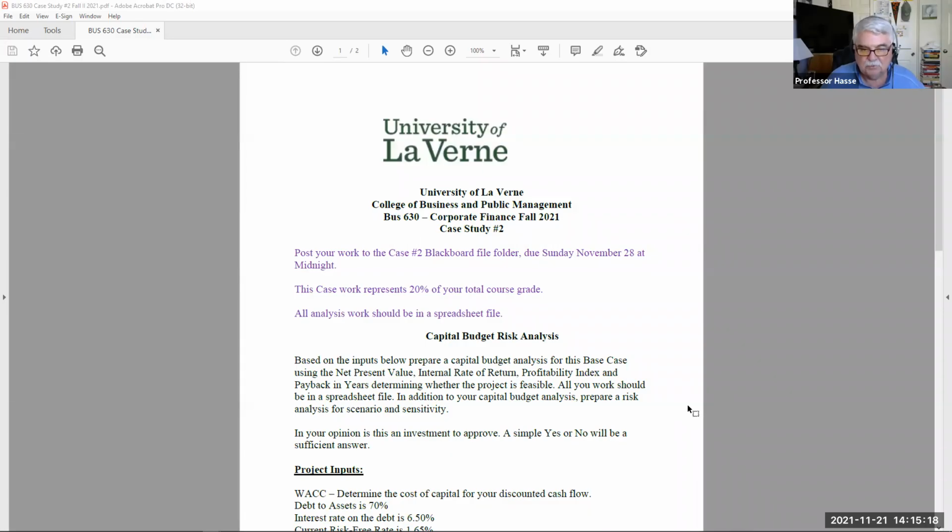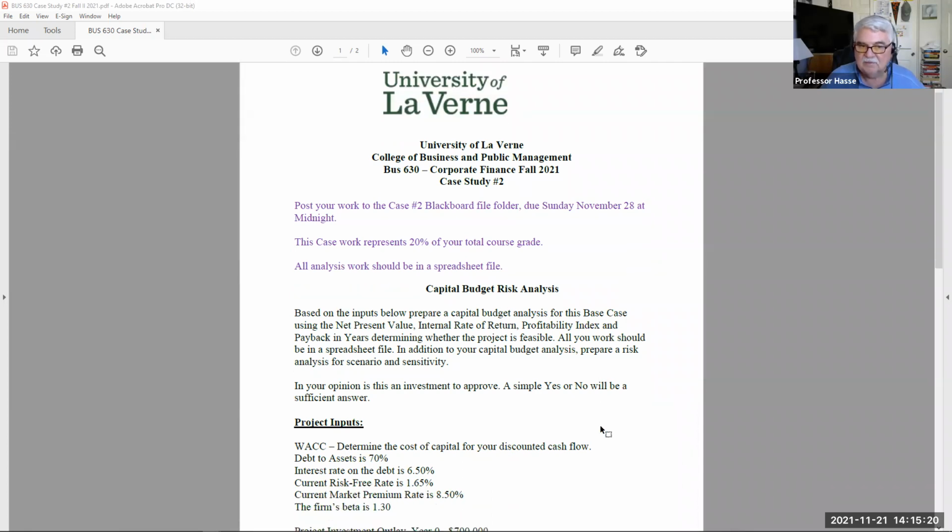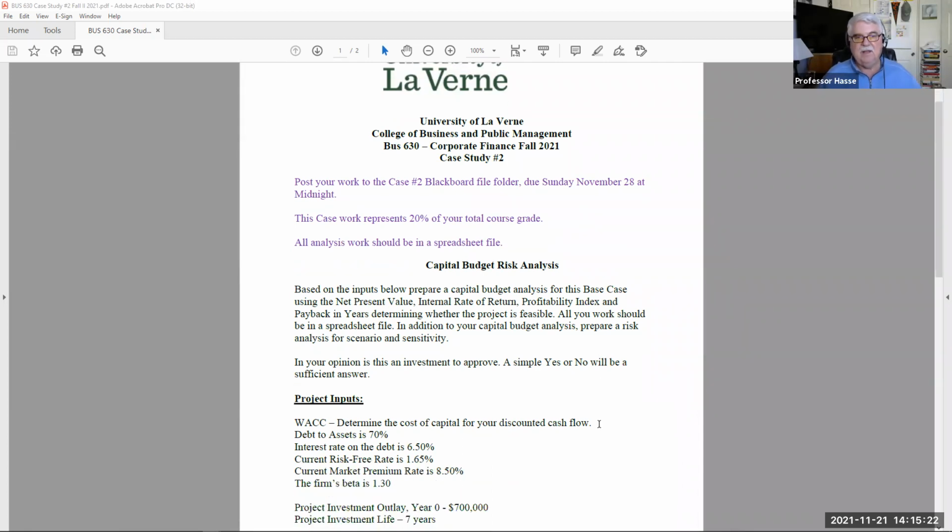Here's our case number 2. It's a capital budget analysis where you're asked to provide a base case analysis of the net present value, the internal rate of return, profitability index, and payback in years to determine whether the project is feasible or not. Is it going to make money? All the work is to be in a spreadsheet format, just like we've shown this past week.